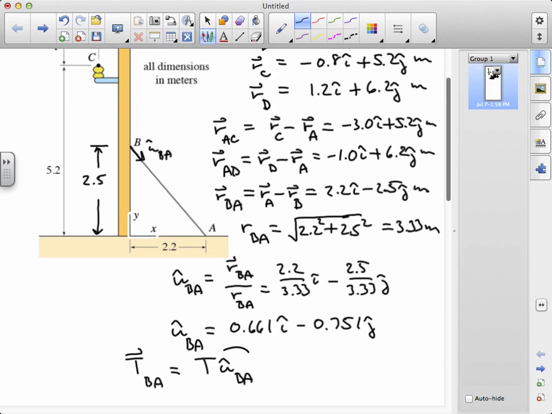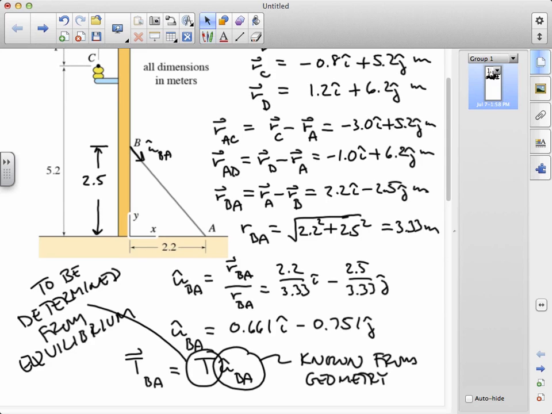So in this case, before we do anything related to force equilibrium, this part, the orientation, is known from geometry. And this scalar magnitude of the tension is to be determined from equilibrium, and we'll get to that in Chapter 3. For now, we'll continue with vectors in three-dimensional Cartesian coordinates.